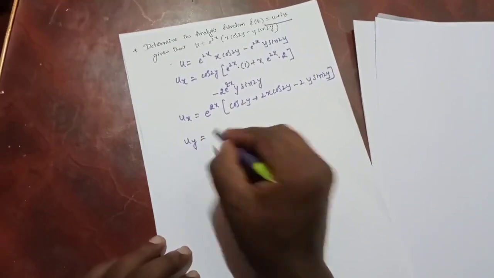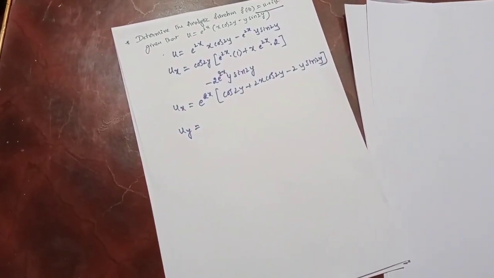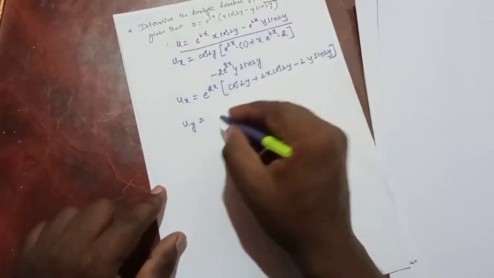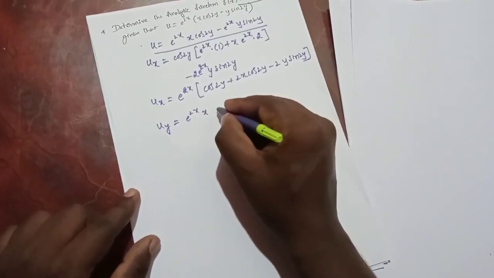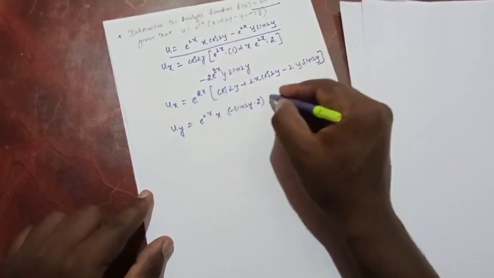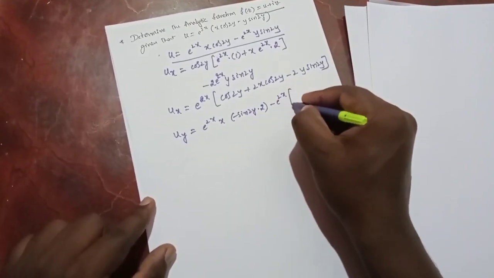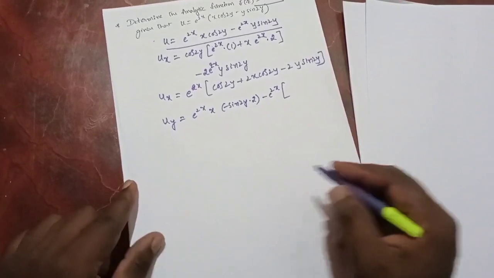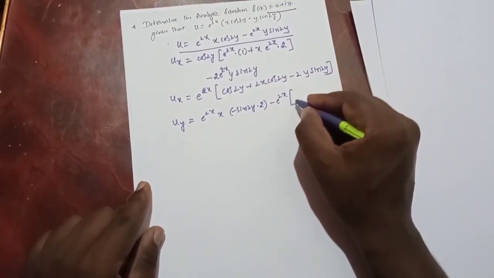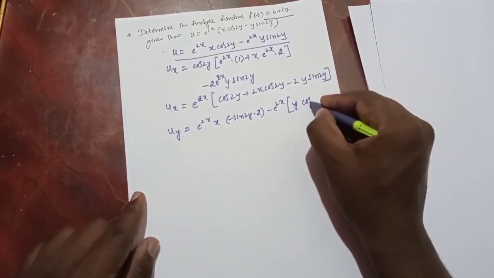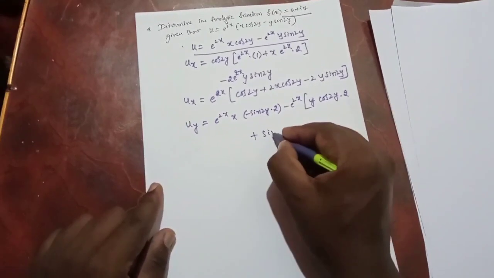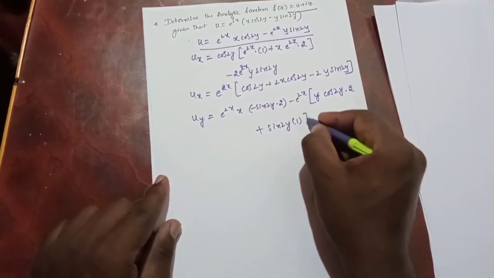Similarly, what is our u suffix y? Differentiate partially with respect to y, treating x as a constant. Here this is our u. Write e power 2x x as it is, cos 2y differentiation is minus sin 2y into 2. Minus, write e power 2x constant as it is, and for y into sin 2y again apply the product rule. Write y as it is, sin 2y differentiation is cos 2y into 2, plus sin 2y as it is, differentiation of y is 1.